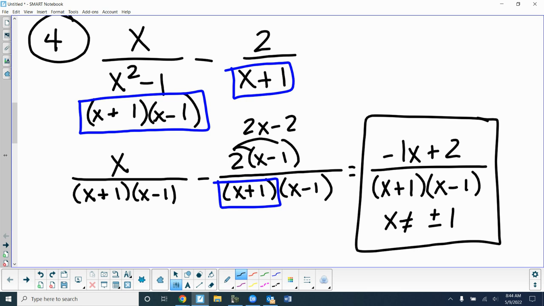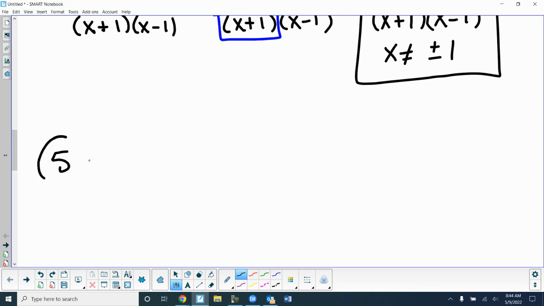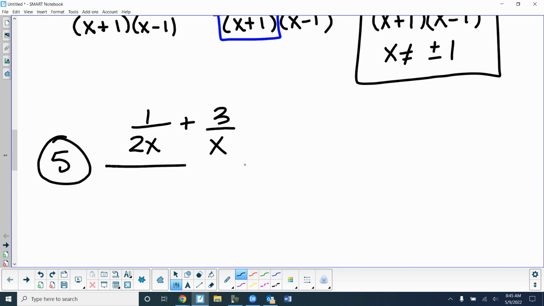All right. Number 5 is that complex fraction. Okay, what we've been doing is multiplying everything by whatever we figure out the common denominator to be.